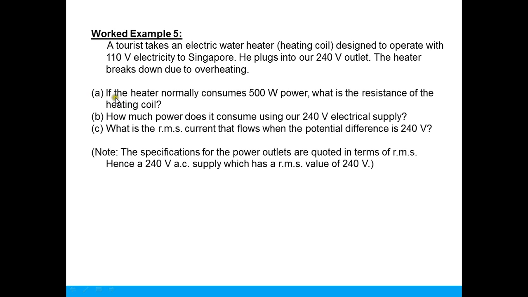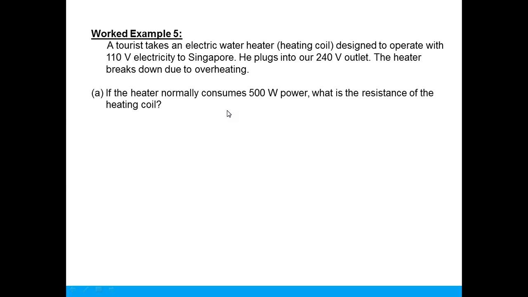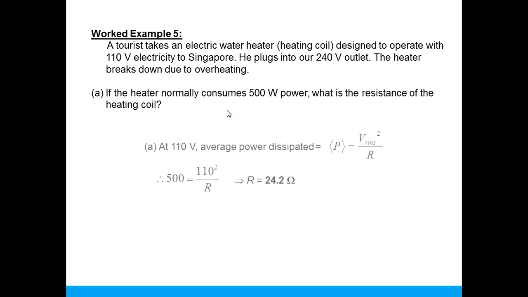So in part A, the heater normally consumes 500 watts of power. What is the resistance of the heating coil? So it means that the average or the mean power of the heater should be 500 watts. And if it works with 110 volts electrical supply, it means that the VRMS that it should work with should be 110. That way, we are able to calculate the resistance of the water heater and find it to be 24.2 ohms.